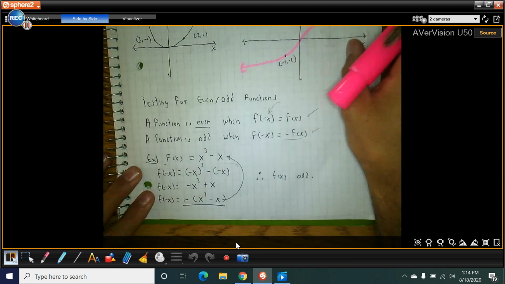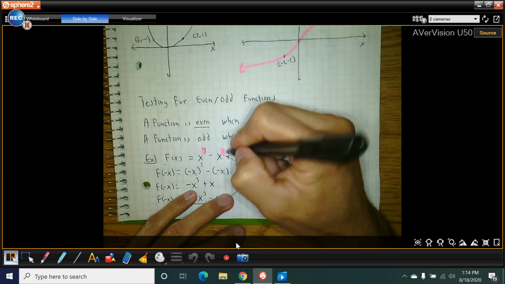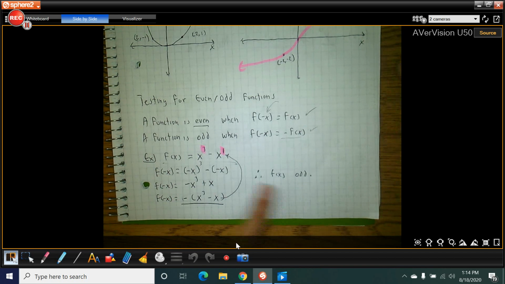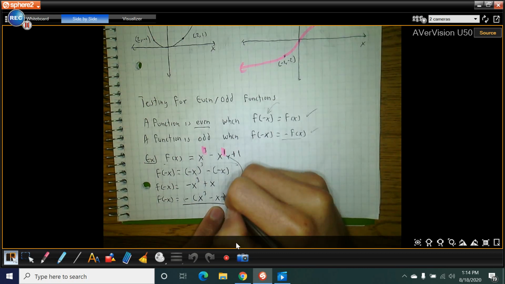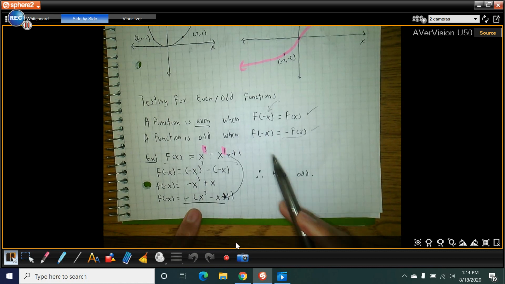If I go back to the previous example, notice how all of the powers, so this is a power of 3 and this is technically a power of 1. If all of the powers are odd, then you're going to have an odd function. However, let's go back and pretend I had this as, I don't know, plus 1. Notice that if I have plus 1 in here, it's going to change into a minus 1, which would mean that not everything changed values.